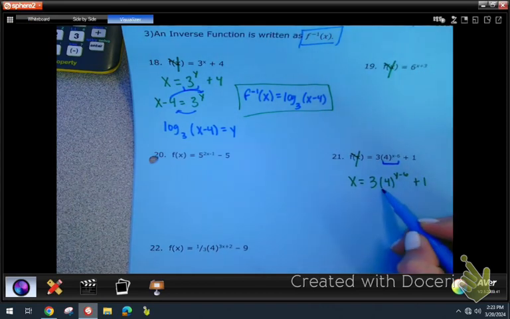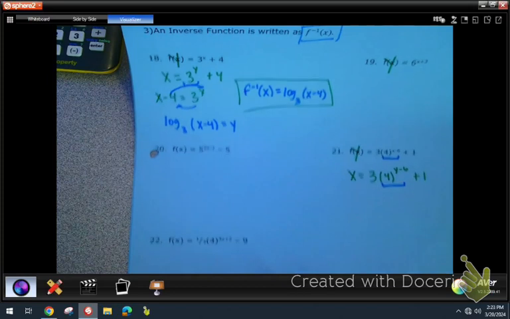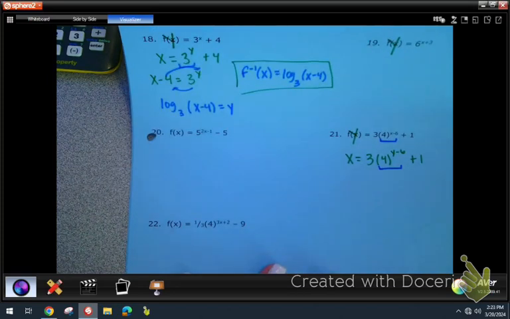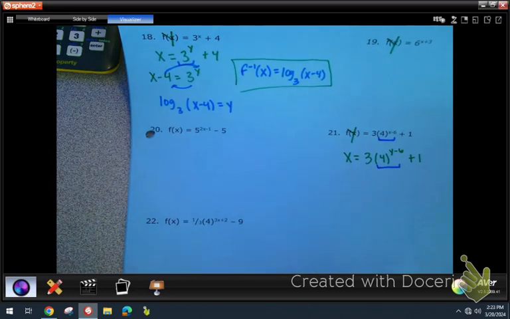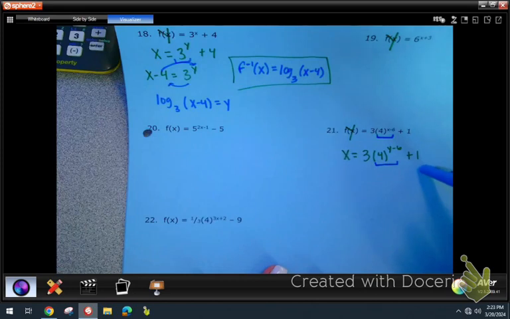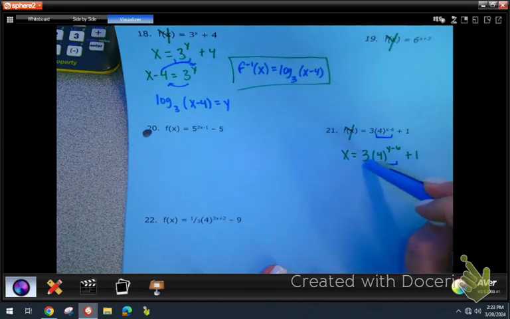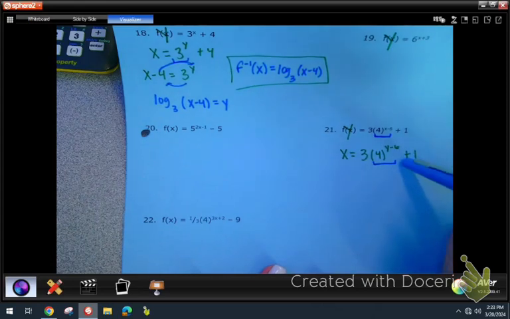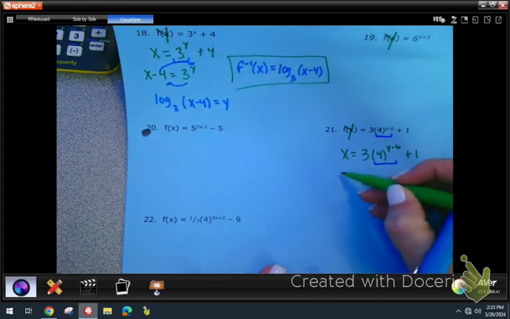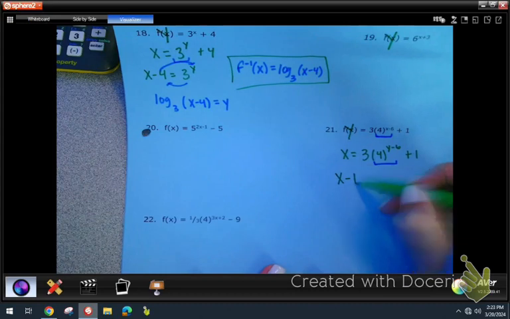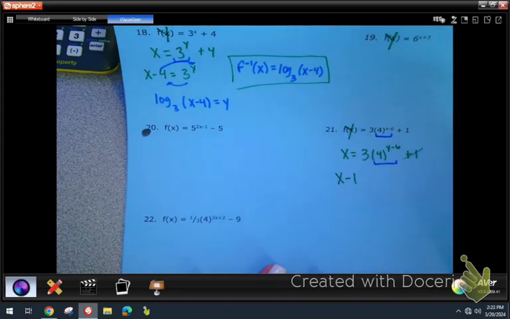I guess I probably should have underlined this part, but whatever. That's what I need to get by itself, is 4 to the y minus 6. And then I'm going to undo that with a log. So what has to move? The 1 and the 3. Now, does the order matter that you move it? You should be nodding your head saying yes. Okay? The first thing we have to move is the 1 by subtracting.